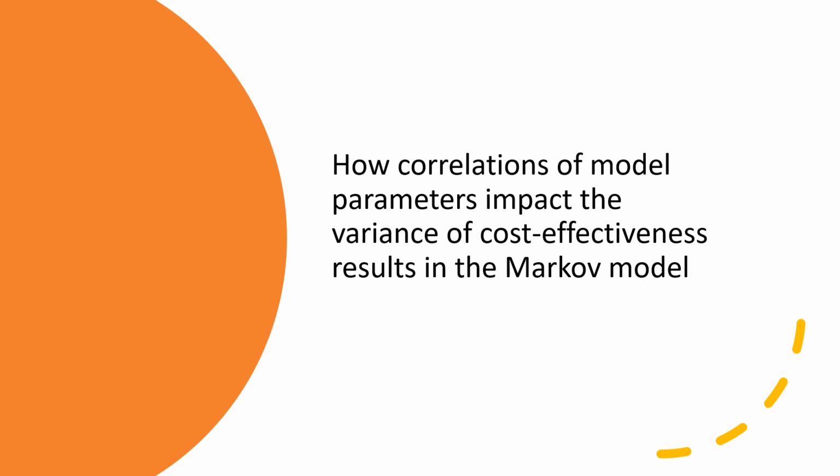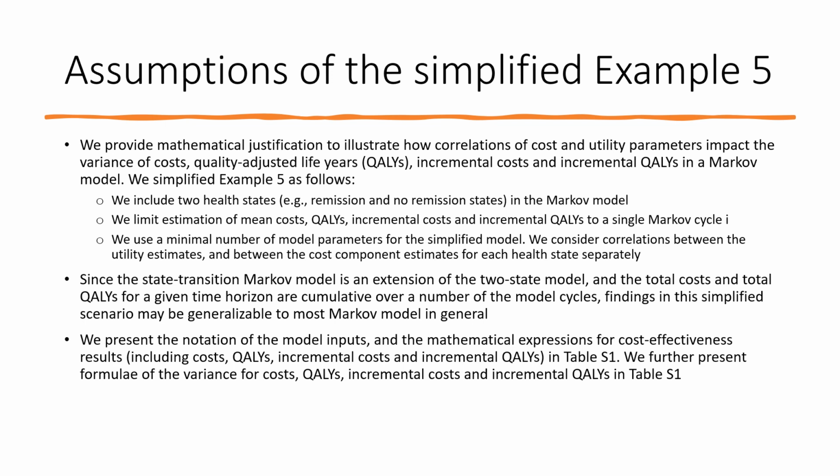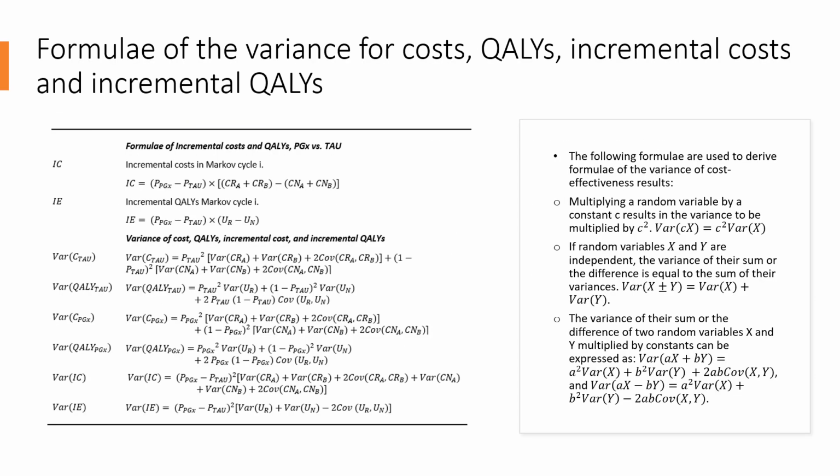We provide mathematical justification to illustrate how correlations impact the cost-effectiveness results. We simplified example 5 above under several assumptions. Findings in the simplified scenario may be generalizable to most Markov models in general. We present formulae of the variance for costs, QALY, incremental costs and incremental QALY in the appendix of our article. The formulae on the left side of this slide are used to derive formulae of the variance of cost-effectiveness results.